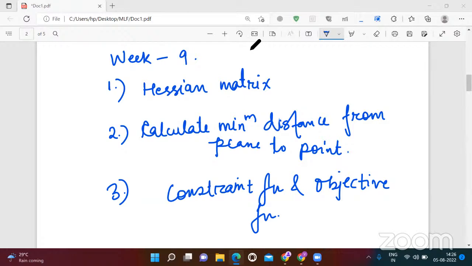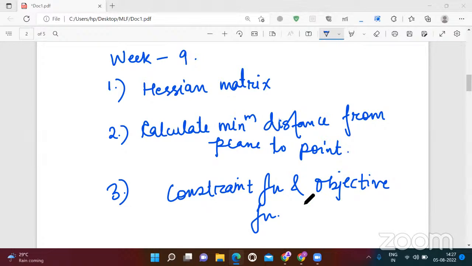What type of theory questions will come from week 9? There won't be any theory questions from week 9 to 12. There can be problems related to constraint function or objective function, but that is not theory. If you have been given some condition, you should be able to write the constraint function and the objective function for that condition.